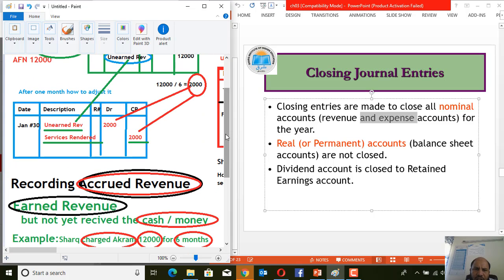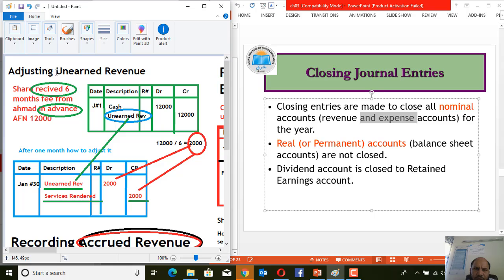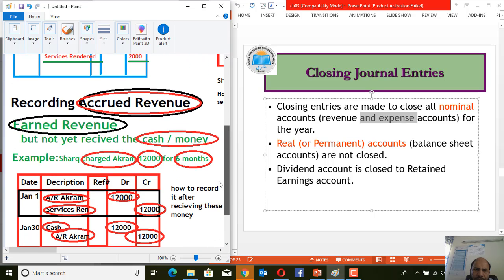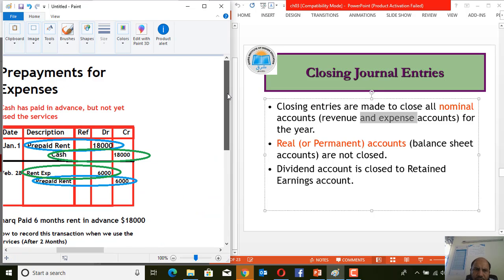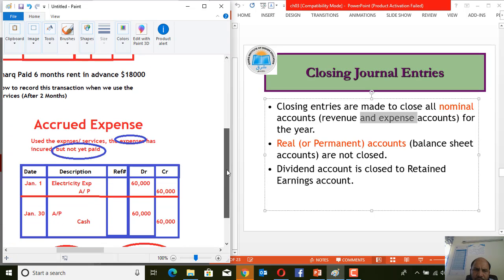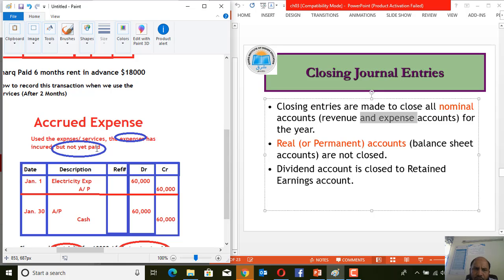Unearned revenue is a nominal account because it has a relationship with revenue. Accrued revenue is a nominal account, and in the same way we have the prepaid expenses. It has a relationship with the expenses nominal account. In the same way we also have accrued expenses. So all of these are the nominal accounts that we have discussed earlier.